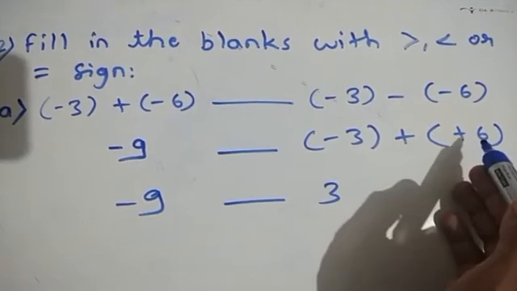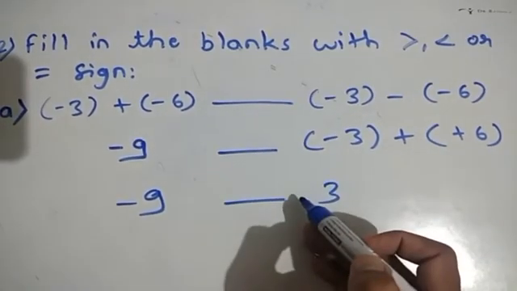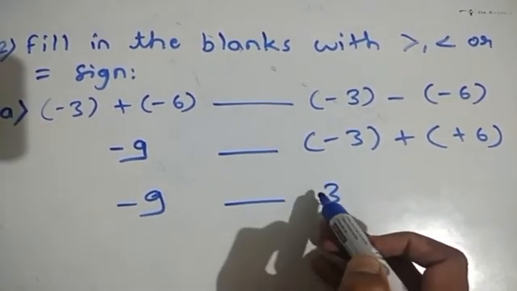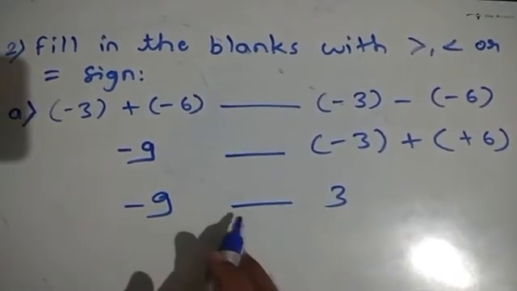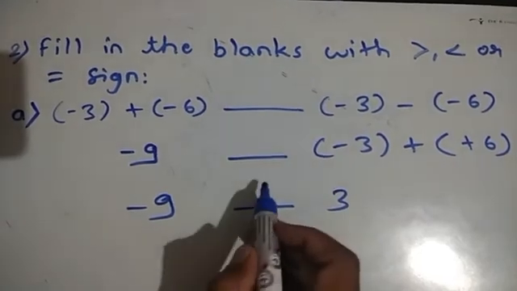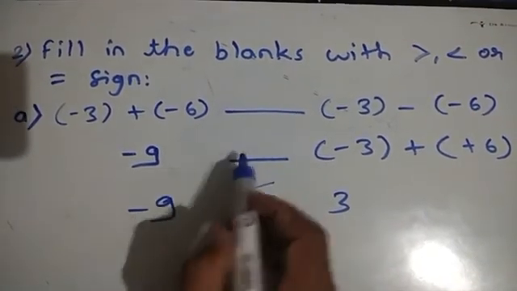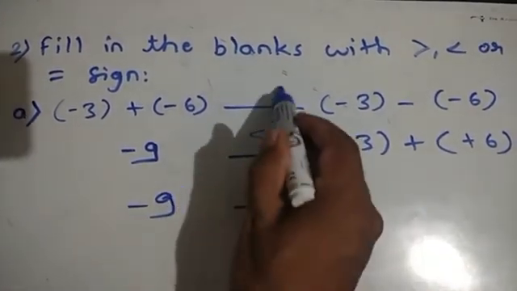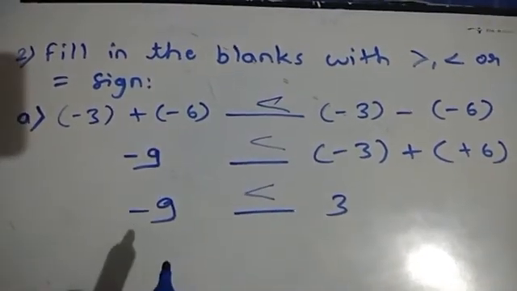6 is the greater number, so its sign will be plus, so 3 will carry a plus sign. Therefore we can see here 3 is a positive number and minus 9 is a negative integer, and hence 3 is greater than minus 9. Therefore this is also greater than this. I hope you understood this.